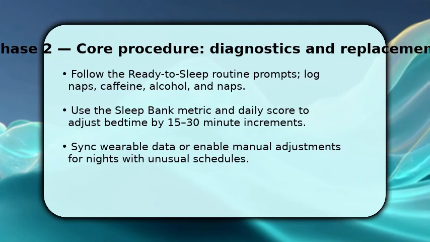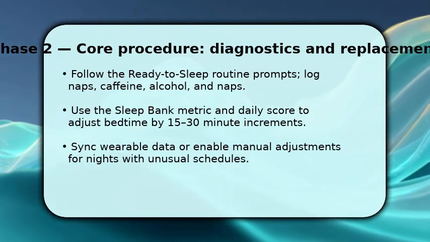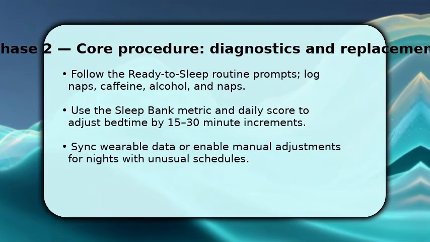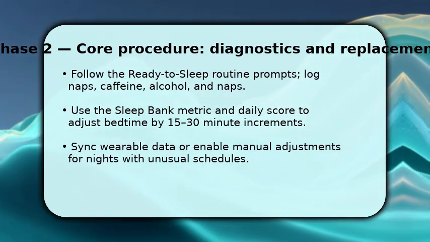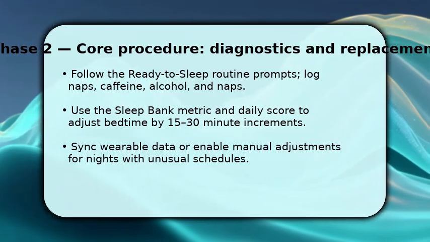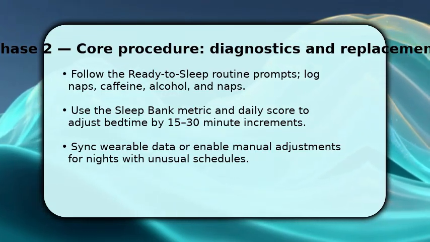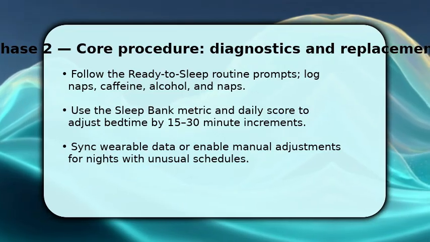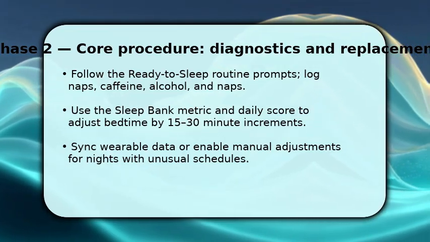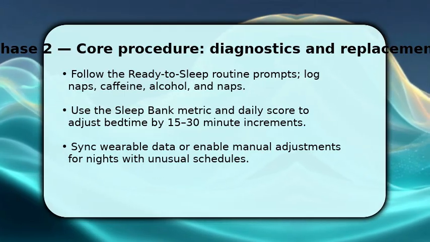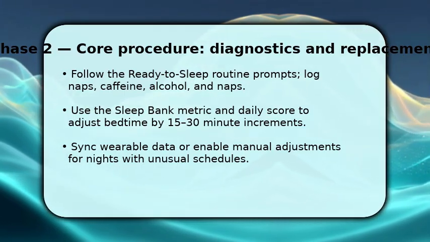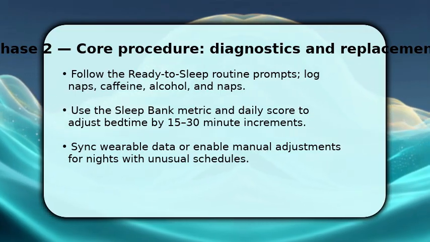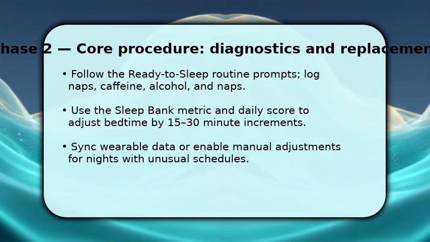You'll use Rise every day to log behaviors that influence sleep. Tap through the ready-to-sleep routine when prompted and record caffeine, alcohol, naps, and exercise. Once the app calculates your sleep bank and daily sleep score, use those numbers to shift bedtime in small increments, 15 to 30 minutes, rather than big jumps. If you wear a tracker, sync it nightly. If not, make quick manual adjustments for travel or late nights, so the app's recommendations stay accurate and actionable.